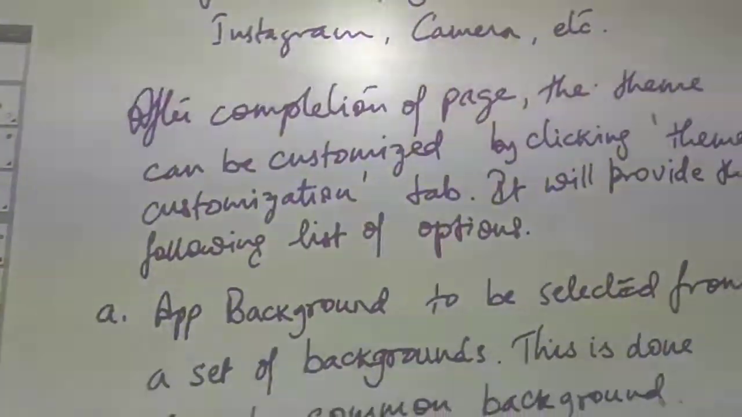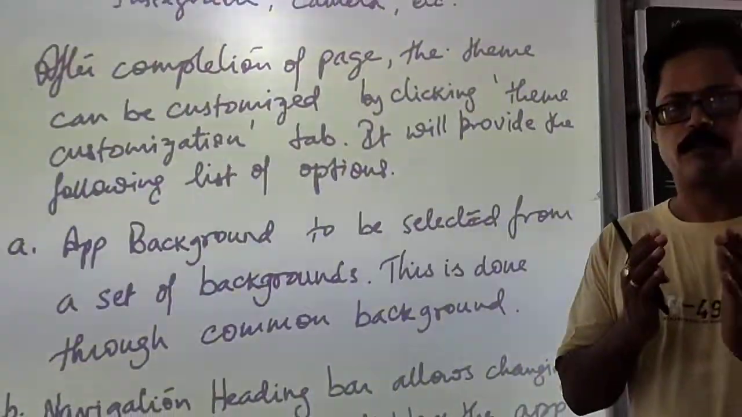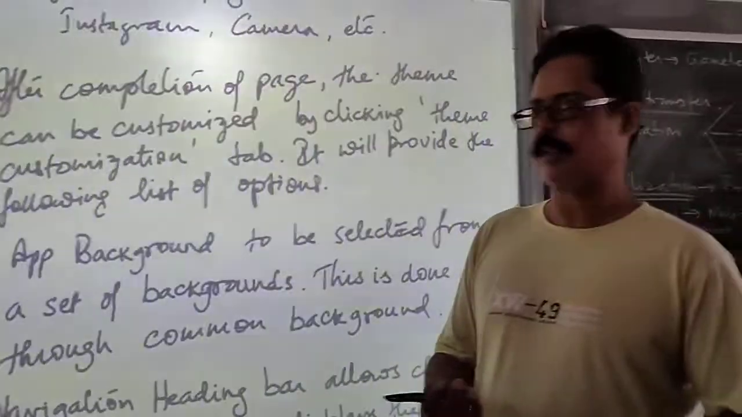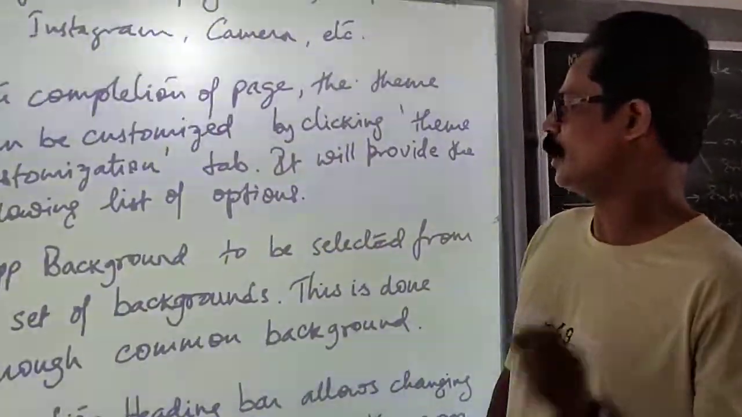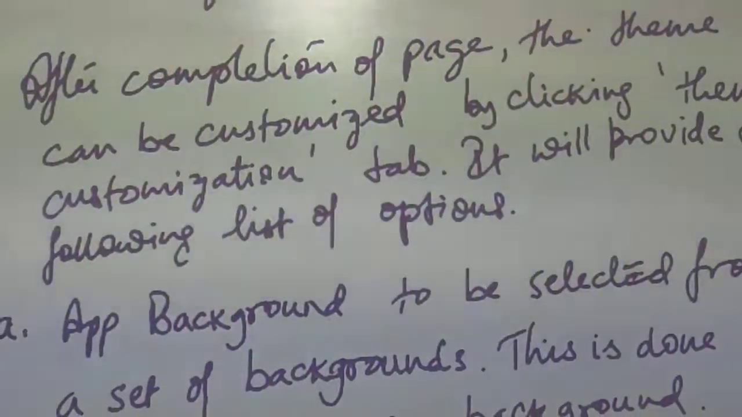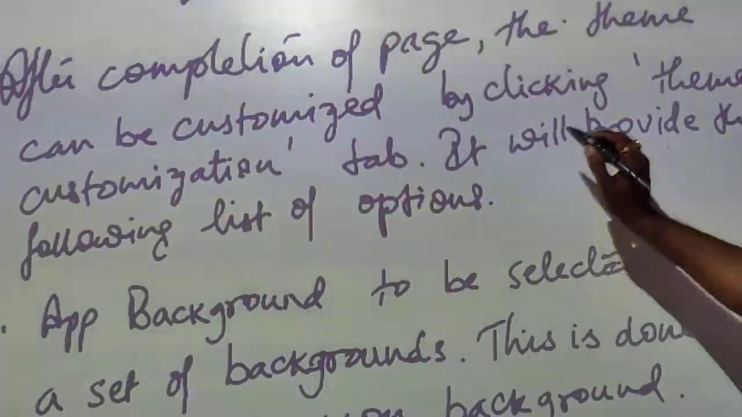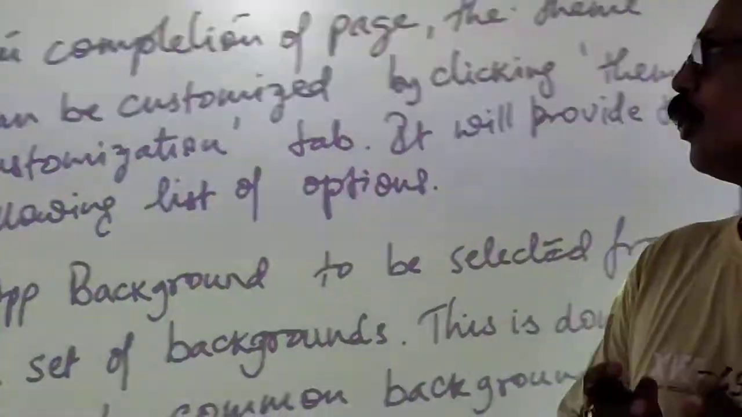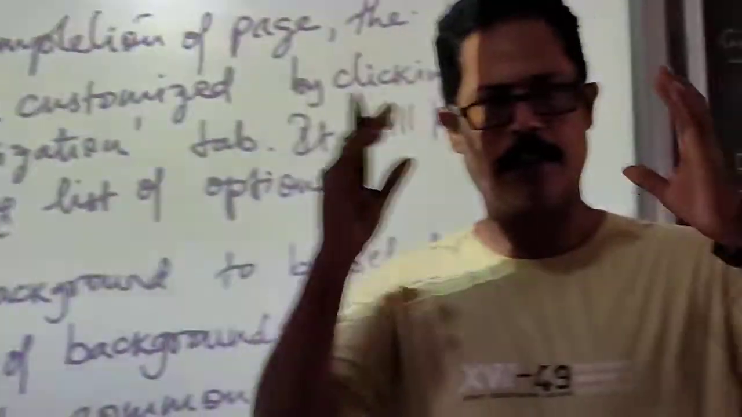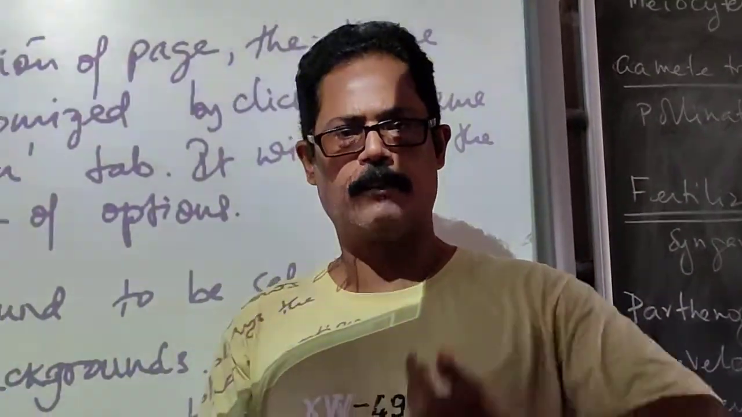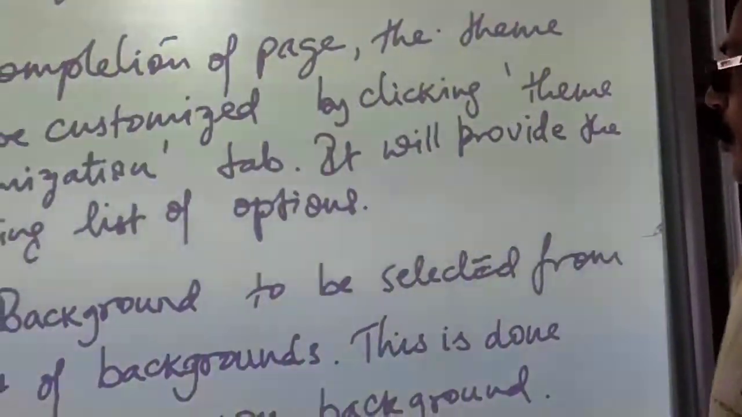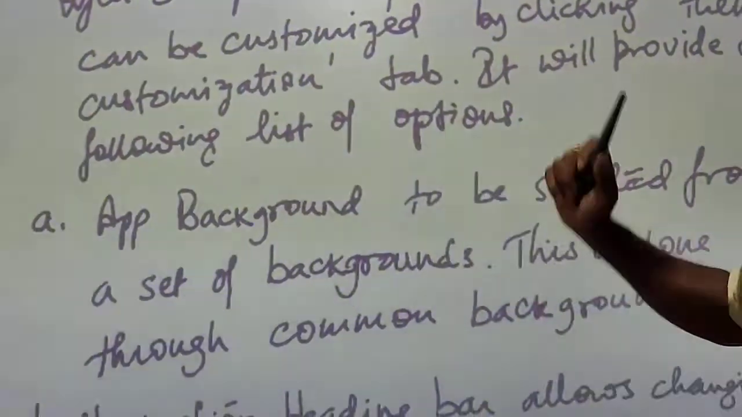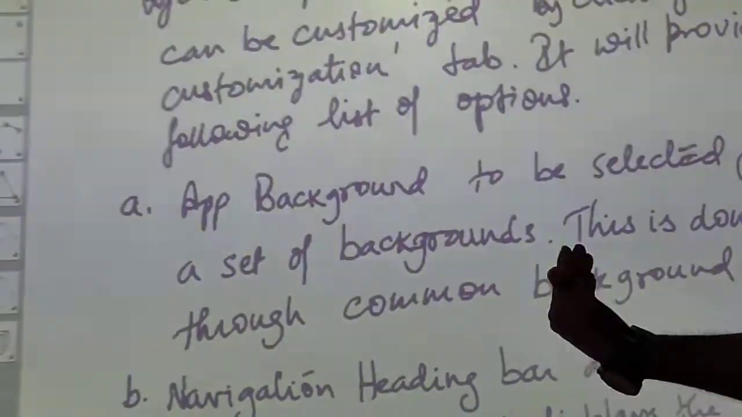the theme can be customized. So here further changes can be made, right? You customize by clicking theme customization. Remember, when you click at theme customization, you are able to customize and make it even more enhanced in its features by using the customization tab. It will provide the following list of options. Now, what are these options?